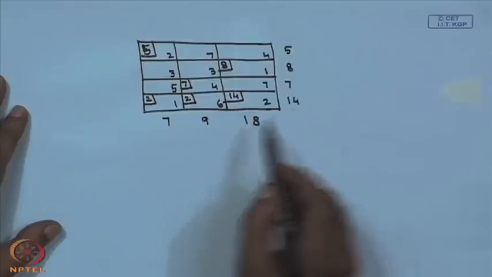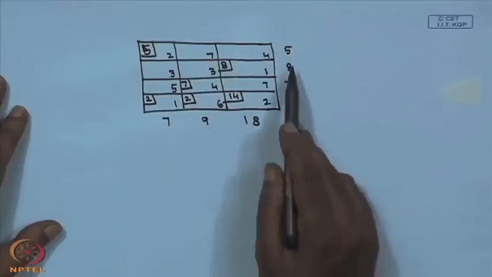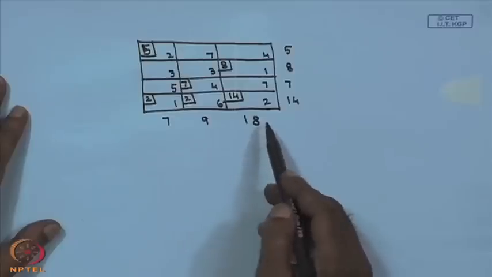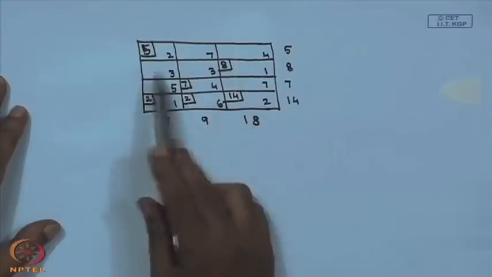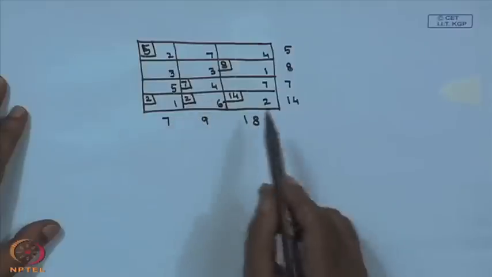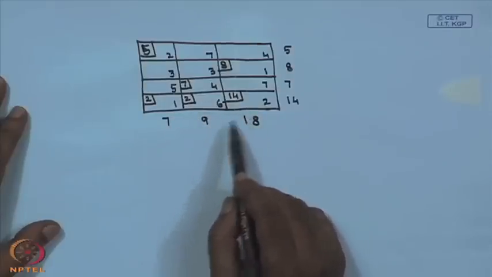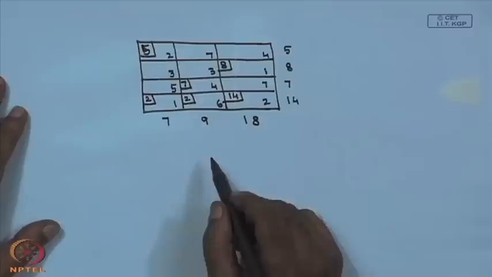This is 34, this is 5, 8, 13, 20, 34. So, total demand equals total availability. Therefore, it is a balanced problem. Number of occupied cells is 1, 2, 3, 4, 5, 6, and m plus n minus 1 is also 3 plus 4 minus 1, that is 6. So, it is a non-degenerate problem.